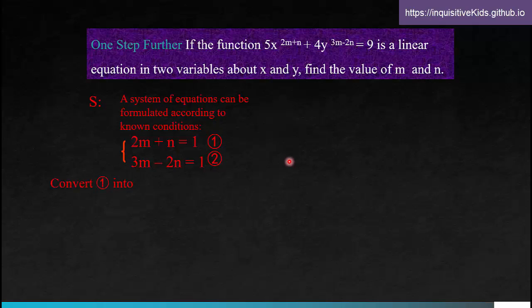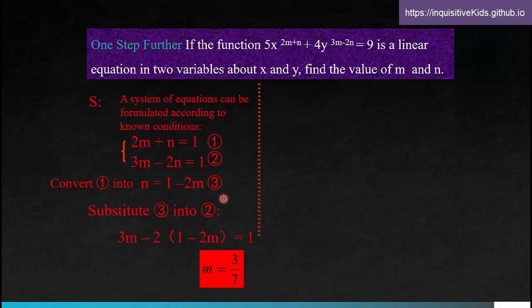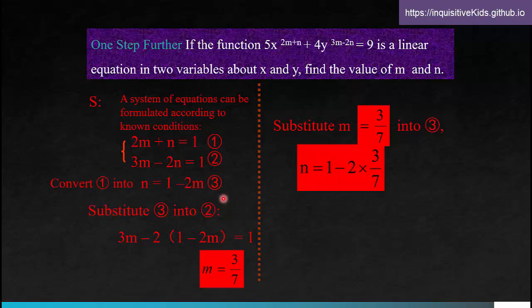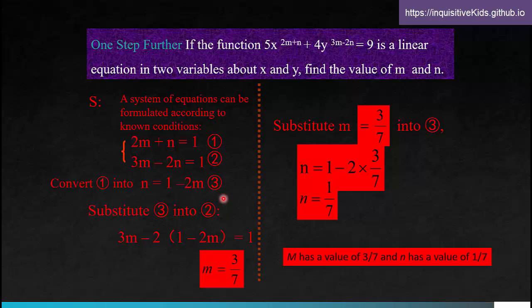We can convert 1 into n is equal to 1 minus 2m, isolating n on one side of the equation, and call that equation 3. Let's substitute equation 3 into equation 2. And we have 3m minus 2 times the difference of 1 and 2m is equal to 1. So therefore, m is equal to 3/7. Now let's substitute m is equal to 3/7 into equation number 3. And then we get n is equal to 1 minus 2 times 3/7. Therefore, n is equal to 1/7. m has a value of 3/7 and n has a value of 1/7.